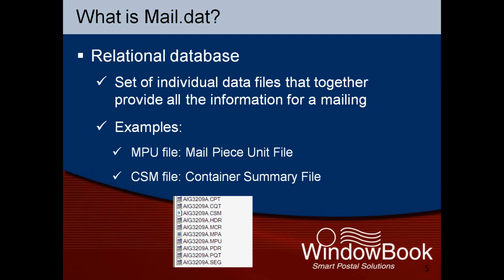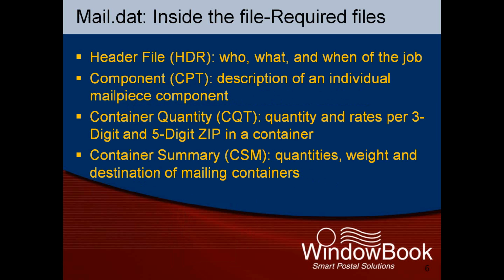The file ending in .csm is the Container Summary file, which contains data describing all of the containers that have been created during the mail sorting process, whether that is computer presort or MLOCR sortation. The current Mail.dat specification allows for up to 21 different file types, depending on what is needed to accurately describe the mailing. Most typical Mail.dat files, however, contain around 10 Mail.dat files.